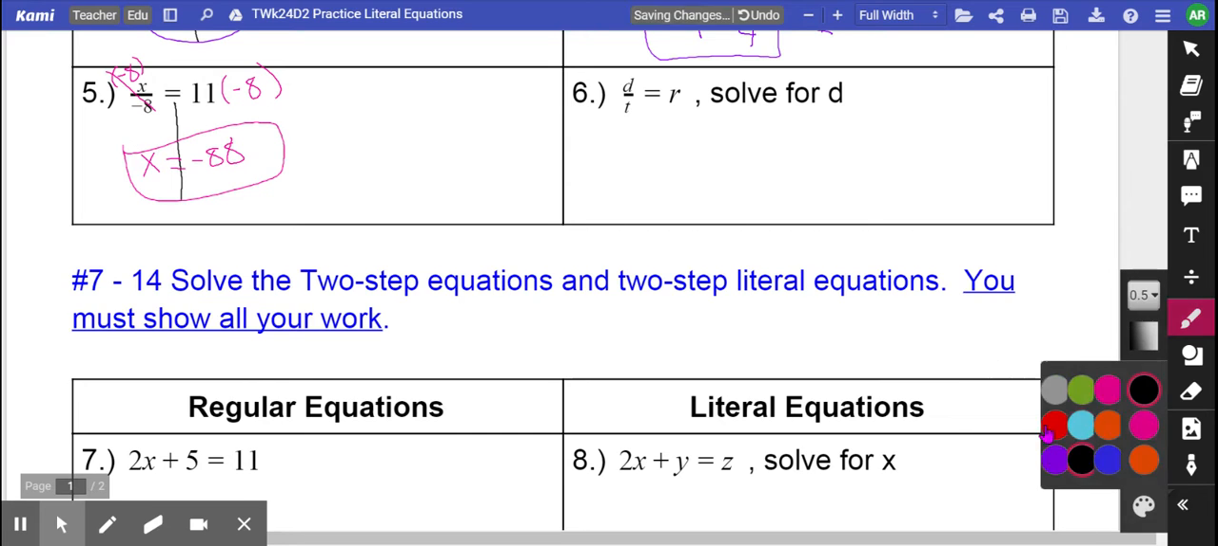So we'll do the same steps, okay? Now we have different letters, but the same setup here. This d is in the same place as the x. This t is in the same place as this negative 8. This r is in the same place as this 11.